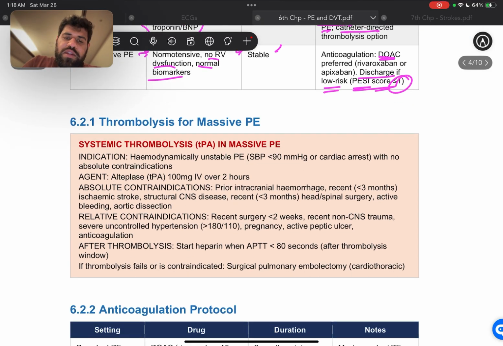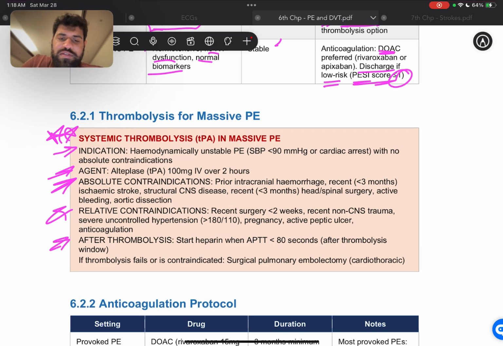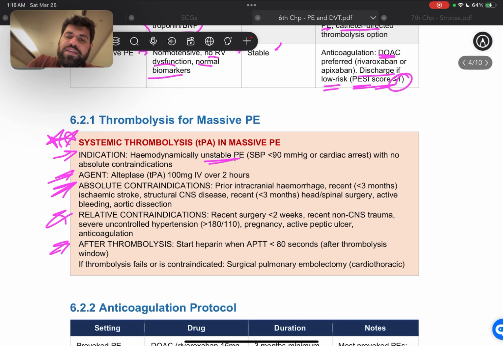All right. Now moving on to the important trap that the AMC will set, which is systemic thrombolysis, TPA, in massive PE. And we have to know the indication, the agent that's used, absolute contraindications, relative contraindications, and what we do after thrombolysis. So the indication is going to be hemodynamically unstable PE where the SBP is less than 90 mmHg or there's cardiac arrest with no absolute contraindication. The agent is alteplase IV over 2 hours.